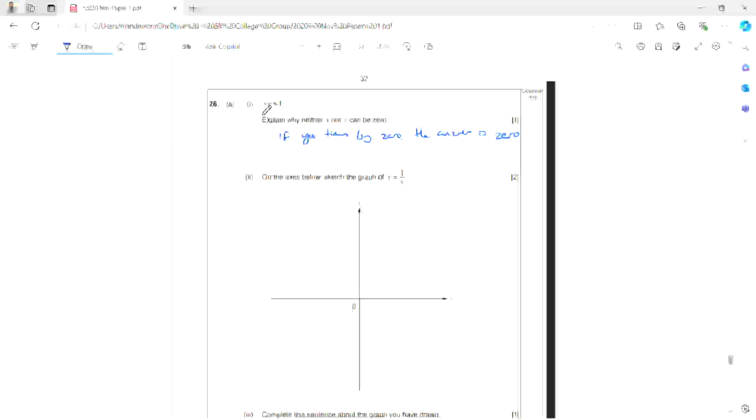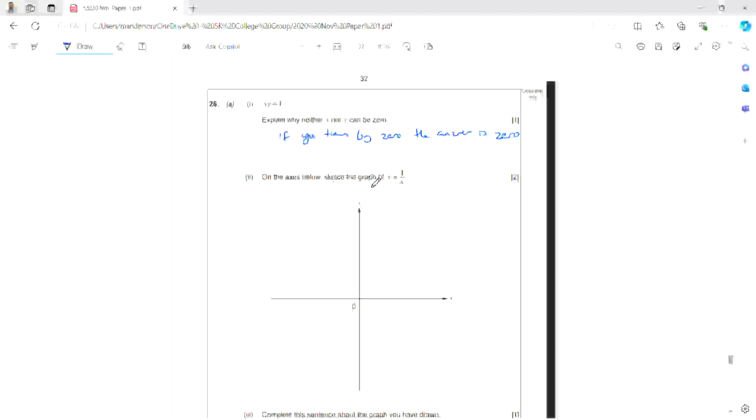So if x was 0, 0 times whatever y is, we'd get the answer 0, which we don't, because we know our answer is 1. And if y was 0, whatever x is, if we multiply it by 0, we'd get the answer 0, which we know we can't because our answer has to be 1.